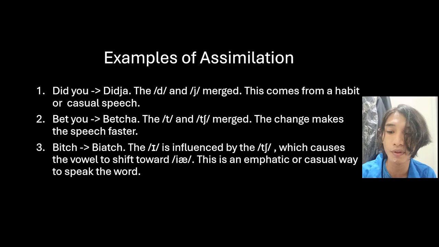And these are three examples of assimilation. The first is "did you" to "didja". The D and J merge. This comes from a habit of casual speech. The second is "bet you" to "betcha". The T and J merge. The change makes the speech faster.